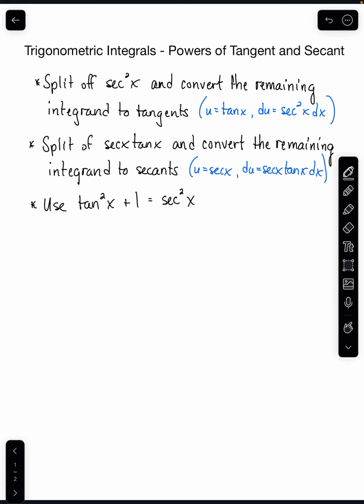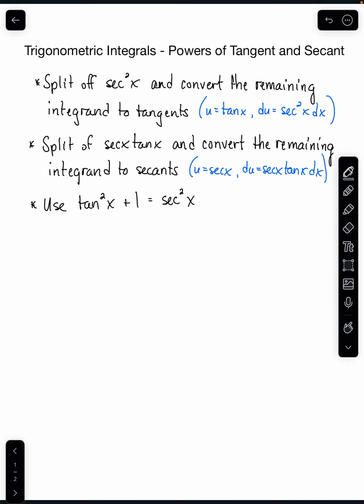Sounds like a lot. And if you want to try and remember it in terms of, well, in the situation of an even positive power of secant of x, I do this. In the condition of a positive odd power of tangent, I do this other thing. I prefer to think of it in terms of what you are able to split out, leaving behind an even power no matter what you're splitting off.